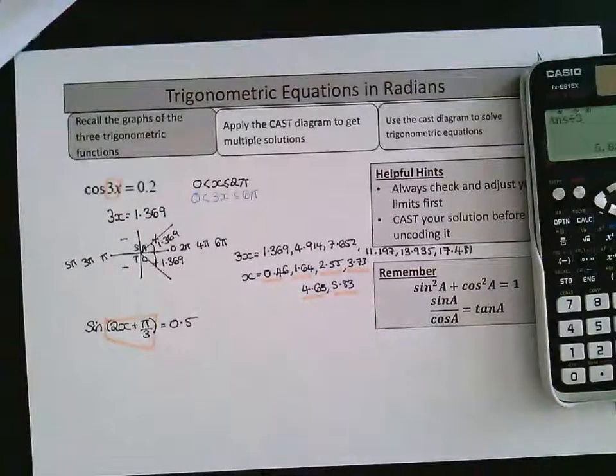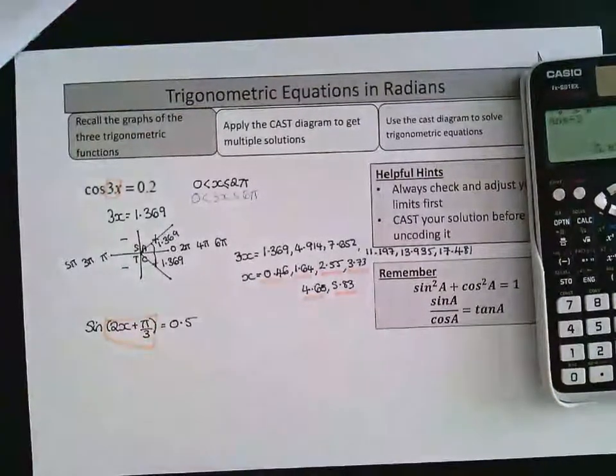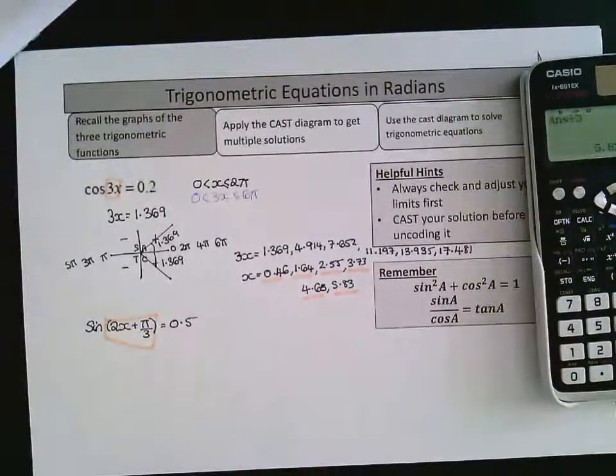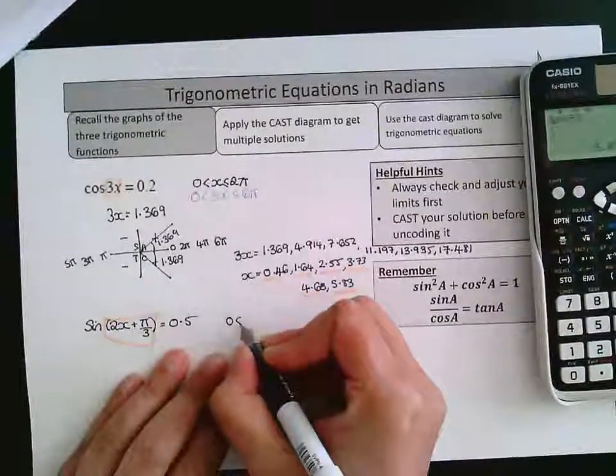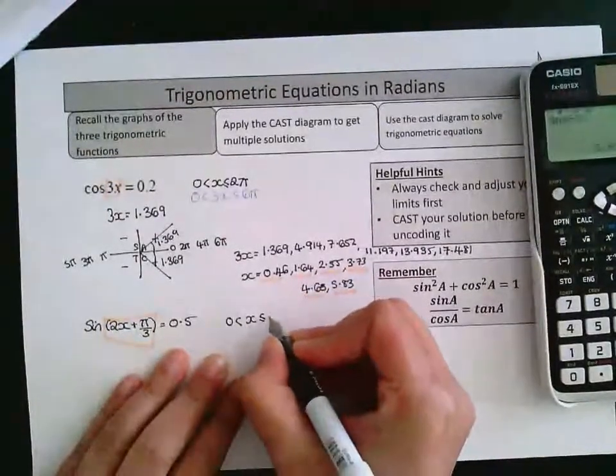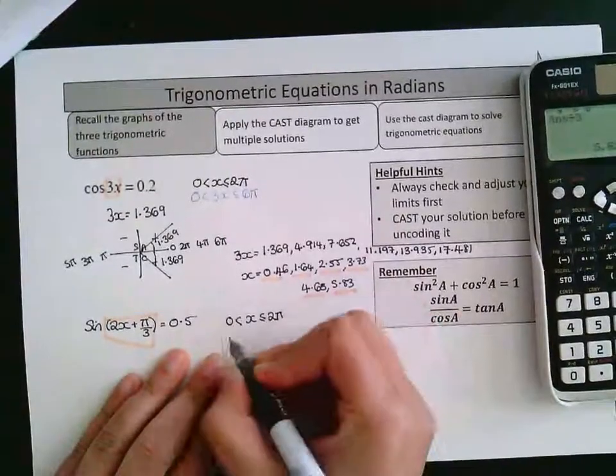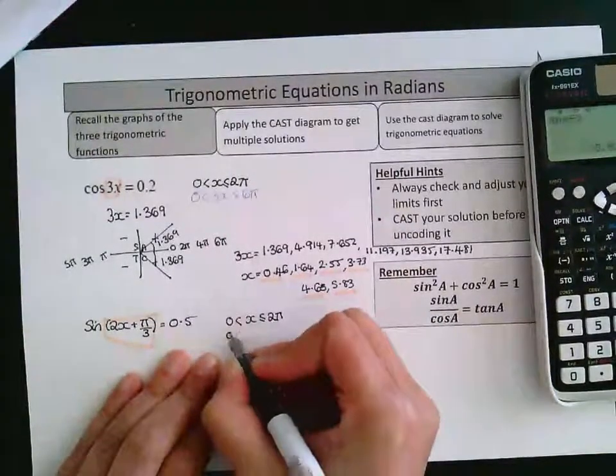Let's just do one more. In my second example, I've got sine of 2x plus pi by 3 equals 0.5. So the first thing I will do, my limits are here. Each one of those I'm going to double.